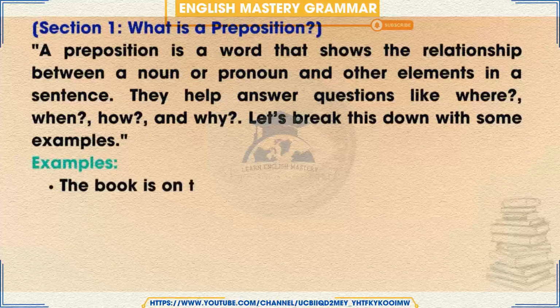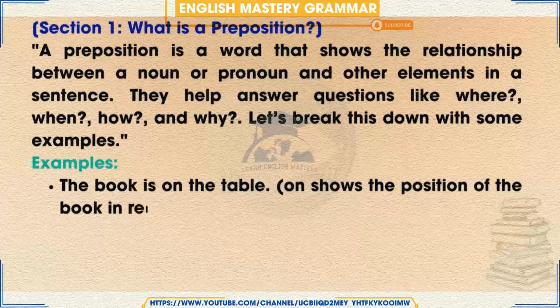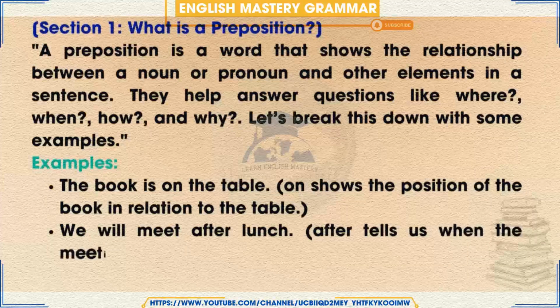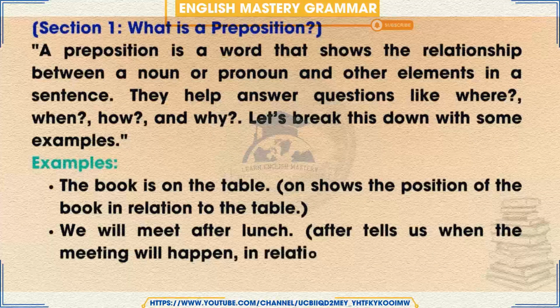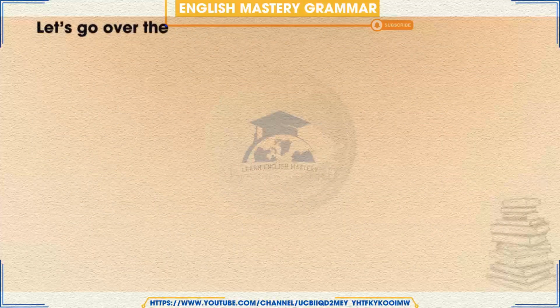Examples: The book is on the table. On shows the position of the book in relation to the table. We will meet after lunch. After tells us when the meeting will happen in relation to lunch. Let's go over the most common types.